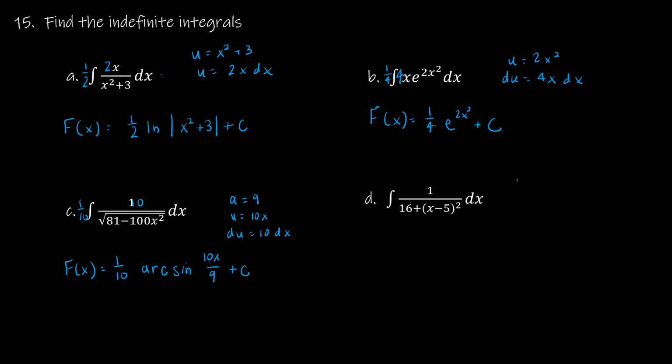And for our last one, a is 4, u is x minus 5, du would simply just be dx, so I don't need to worry about anything on the outside. So now I'm just finding the one that fits this pattern, and that gives me 1/4 arctangent of (x minus 5) over 4 plus c.